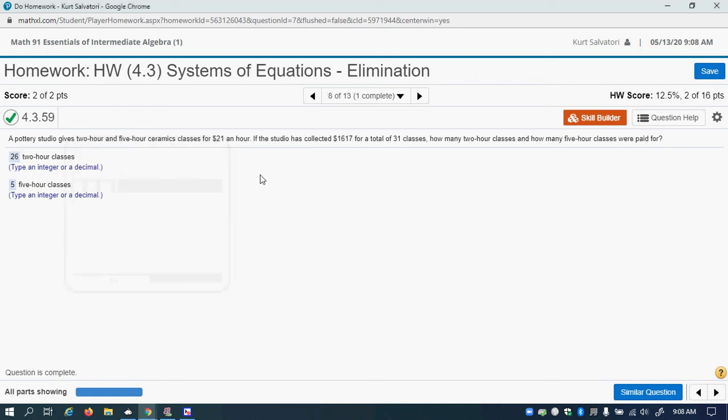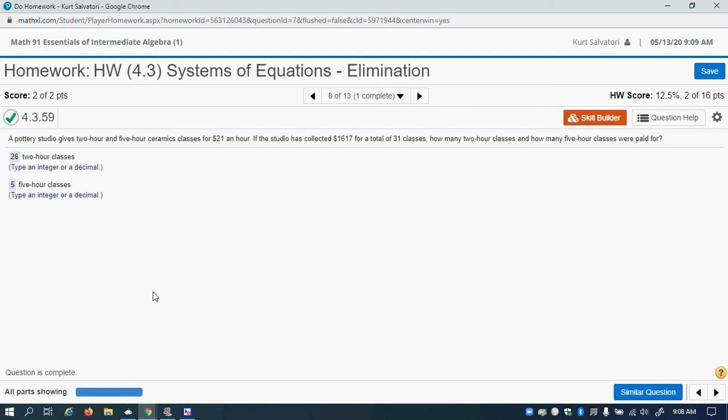Alright, so in this problem, it's a homework problem on the systems of equations elimination method. This is a word problem that we've talked about in class, but I want to talk about this one as a separate video. A pottery studio gives 2-hour and 5-hour ceramic classes for $21 an hour. If the studio has collected $1,617 for a total of 31 classes altogether, how many 2-hour classes and how many 5-hour classes were paid for?